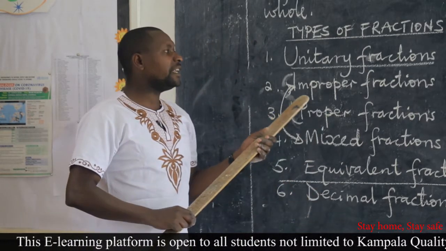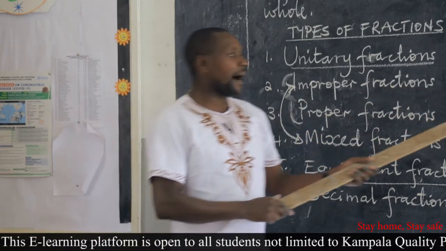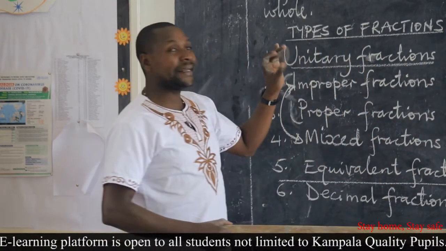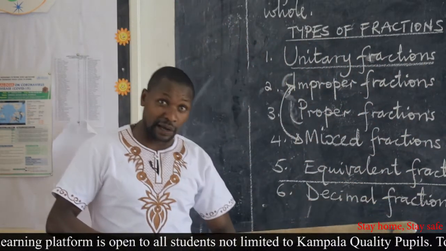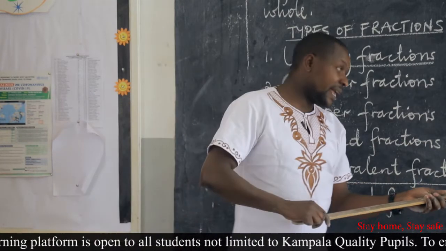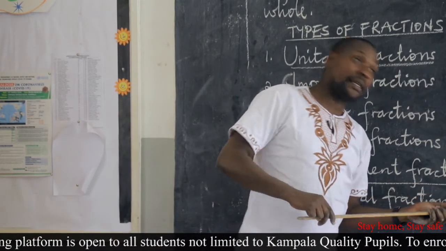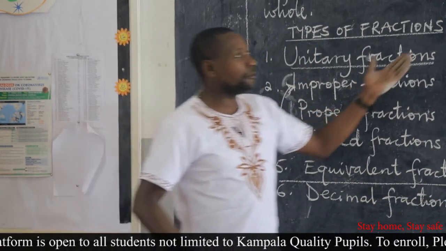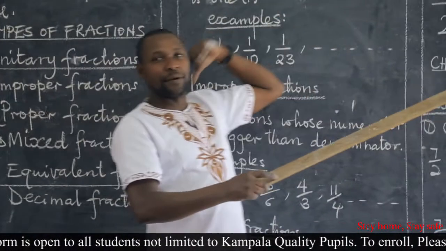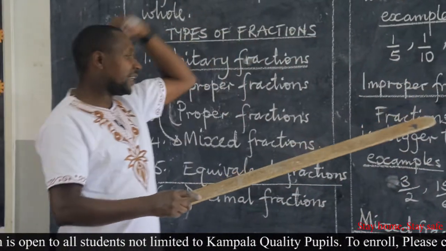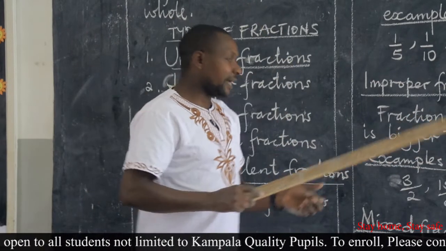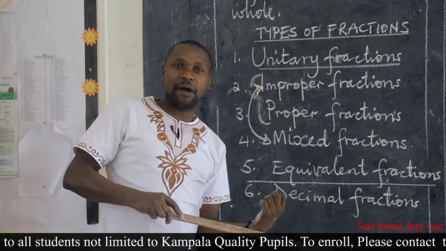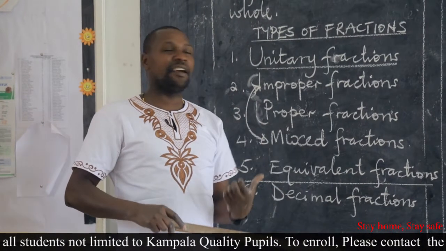We also looked at improper fractions. Improper fractions are fractions whose numerator is bigger than the other one, which is down. The numerator is bigger than the denominator, which is down there. We also looked at proper fractions, and I told you a proper fraction is the opposite of improper, whereby in this case the numerator, which is on top, is smaller than the denominator, which is down, like the examples you gave me.